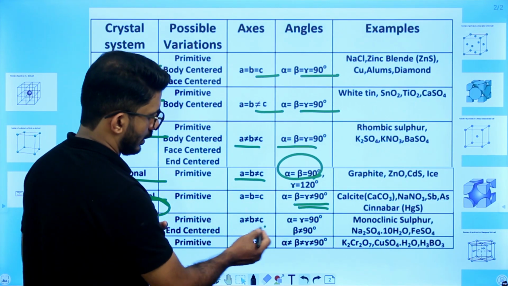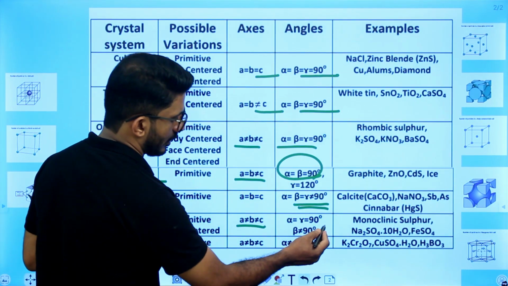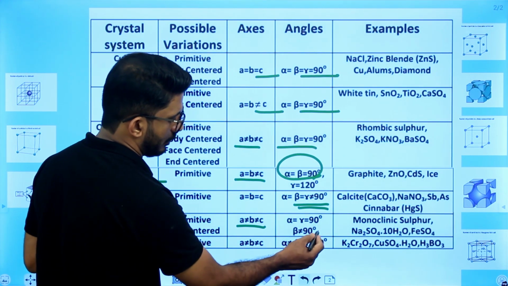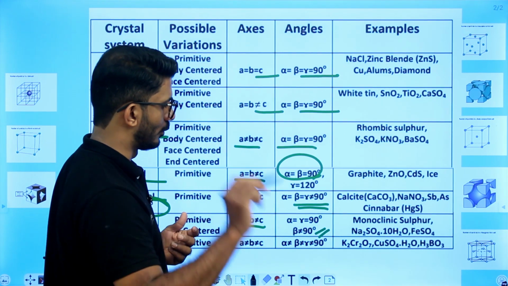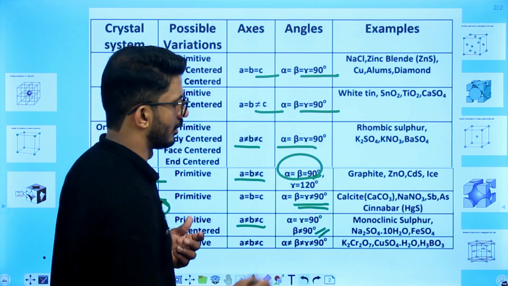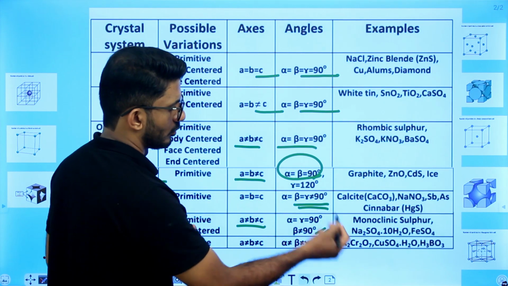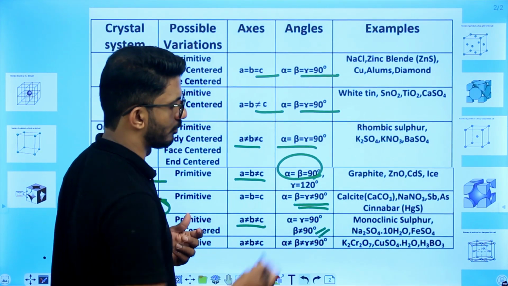Monoclinic, A not equal to B not equal to C, alpha is equal to gamma is equal to 90, beta not equal to 90. Only one angle, mono, one angle is different. Monoclinic sulfur, sodium sulfate, Na2SO4 10H2O, and FeSO4.